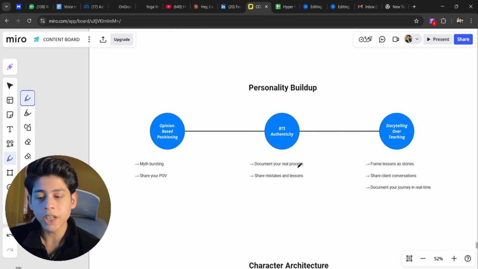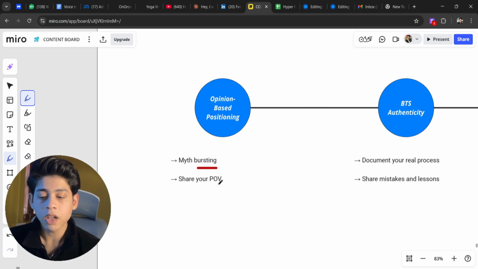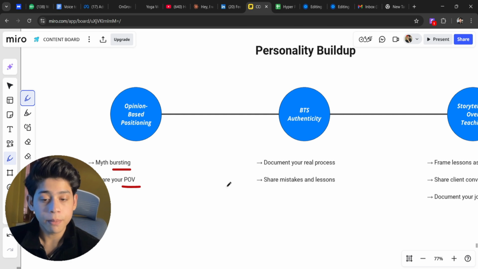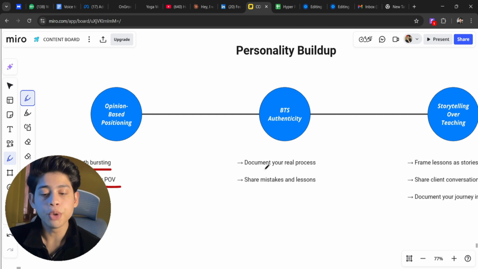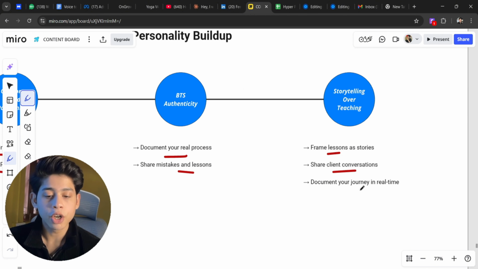The second is personality build-up. Opinion-based positioning, myth busting, sharing your point of view, behind-the-scenes authenticity. You document your real process, sharing your mistakes and lessons, storytelling over teaching. So here you frame your lessons as stories, share your client conversations, and document your journey in real time. This is how you showcase your personality and build it up to actually build trust with your audience.